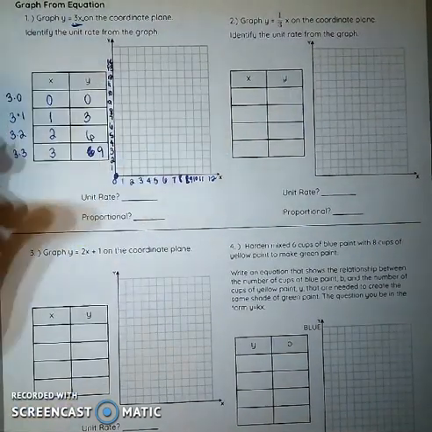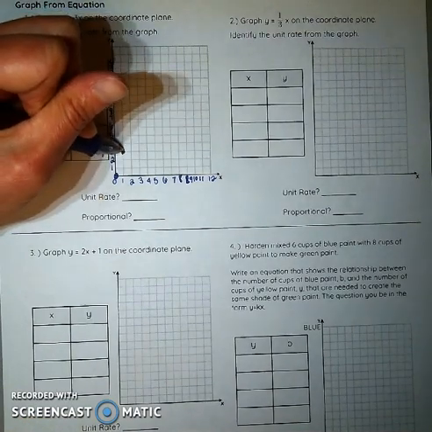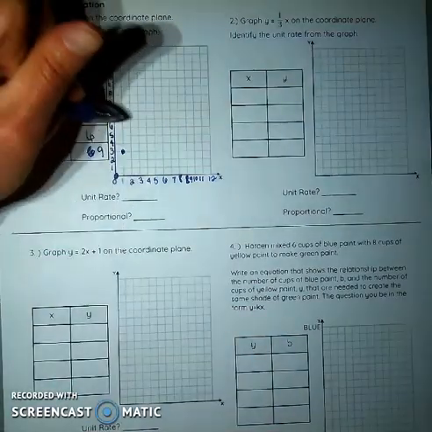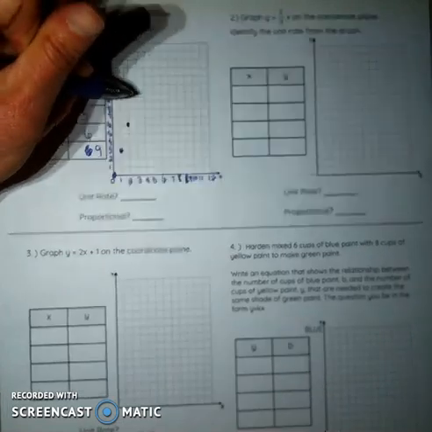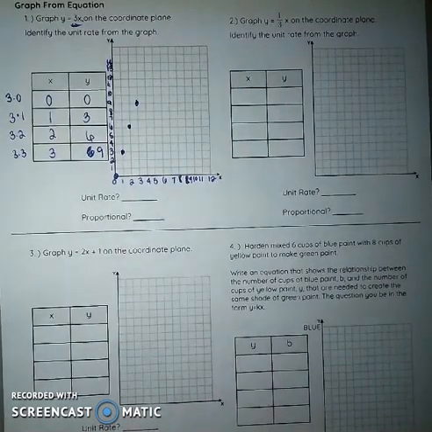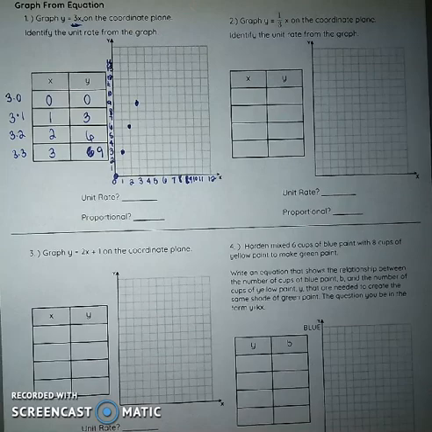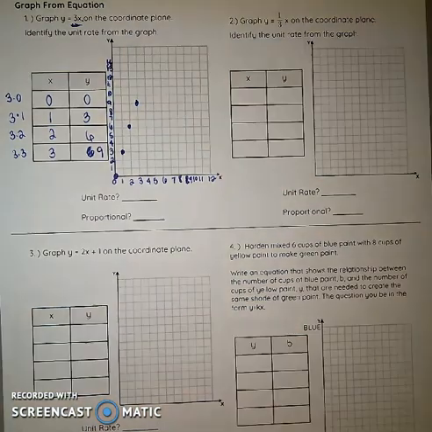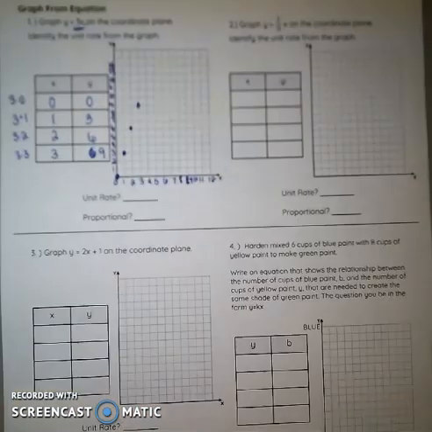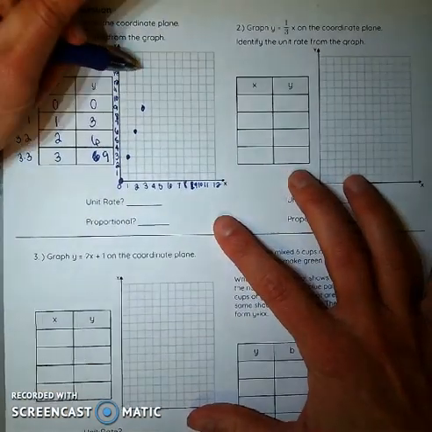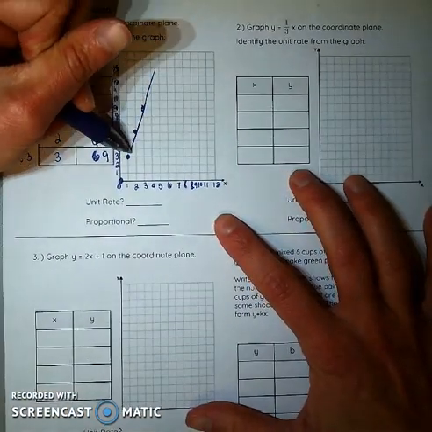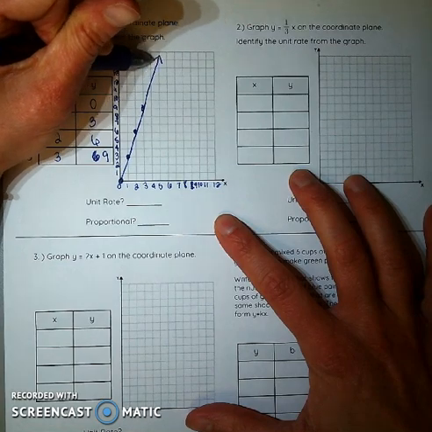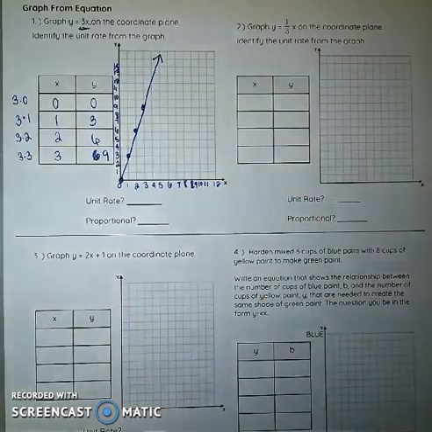So 0, 0, 1, 3, 2, 6, and then last but not least, 3, 9. Now after I finish that, I need to connect my points, and remember that I connect all the way across the graph and draw an arrow at the end showing that the pattern keeps on going.